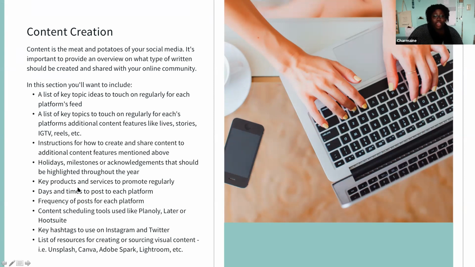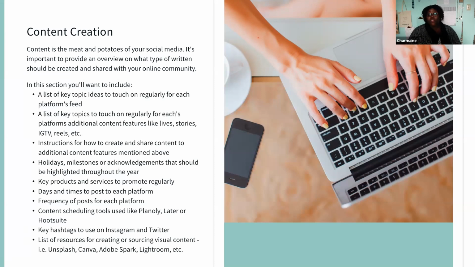You also want to list key products and services that you want to promote regularly. Maybe some things that you offer are just seasonal, which you can mention in your guidelines as well. But if there are key things that you offer or that your brand is known for, make sure those are being communicated on your social media on a consistent basis. So at least a couple times a week, we should see information that relates back to that product or service that you offer.